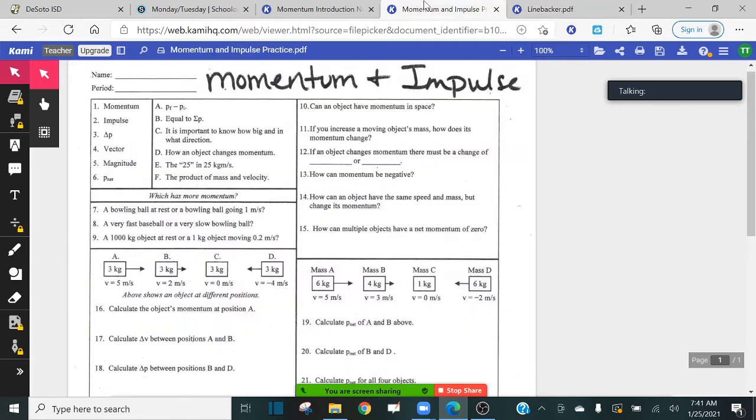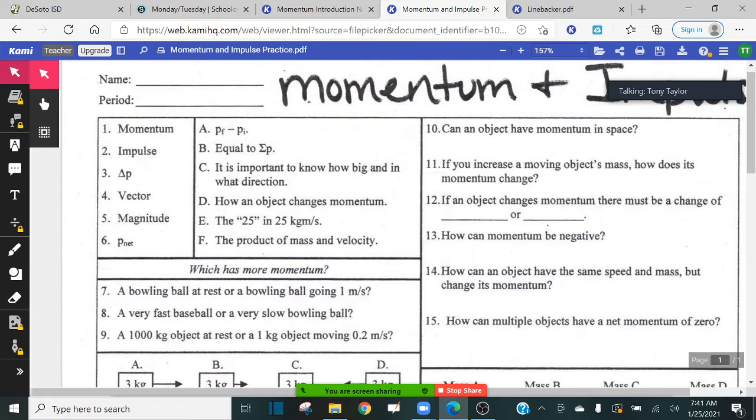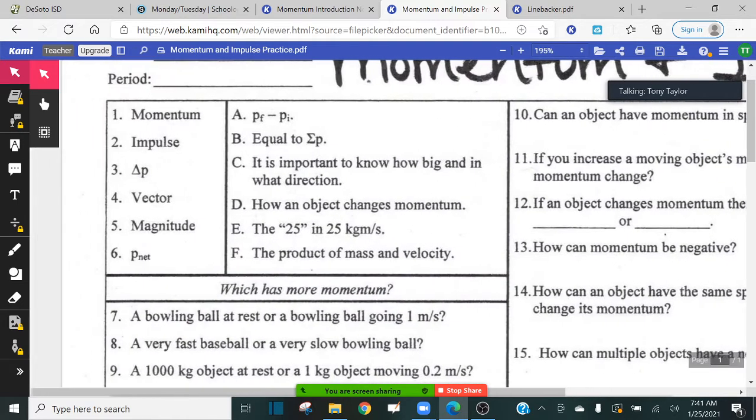Okay, so I want to begin by introducing a few terms because in the assignment that I have posted today, you guys are going to have to know these terms in order to match them with their appropriate definitions. Okay.